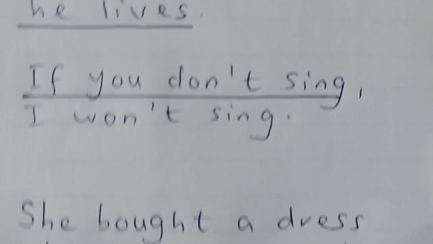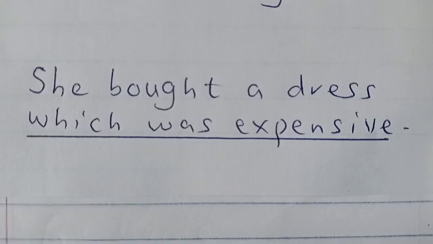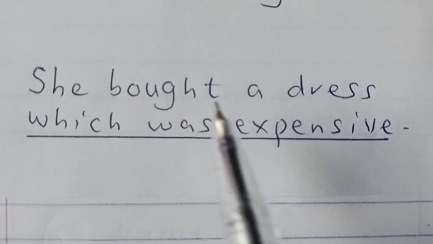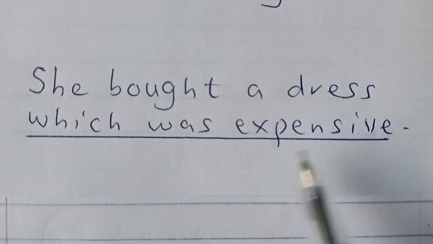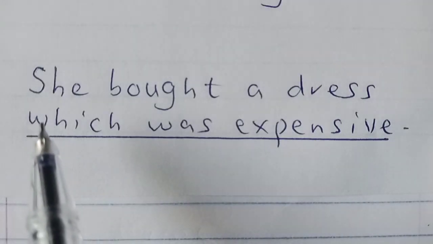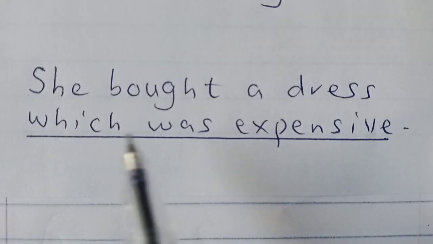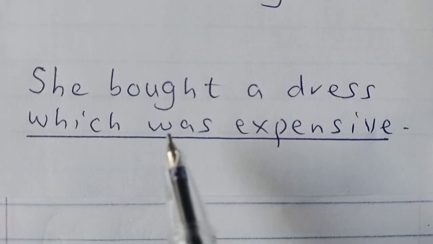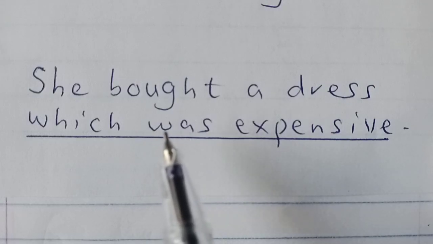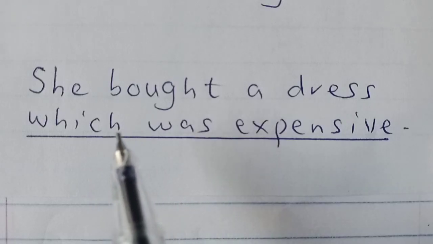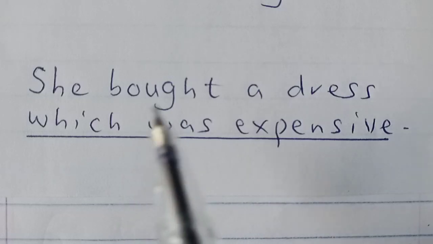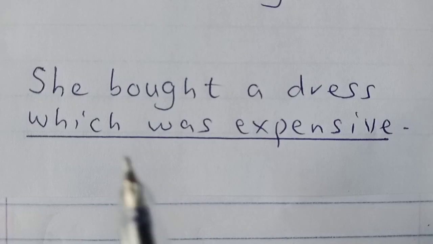And the last example: she bought a dress which was expensive. Again, the dependent clause is underlined and introduced by the subordinating conjunction which. Now, this is a clause because the verb here, the finite verb was, agrees with the hidden subject it. Yes, hidden subject it, or the dress.